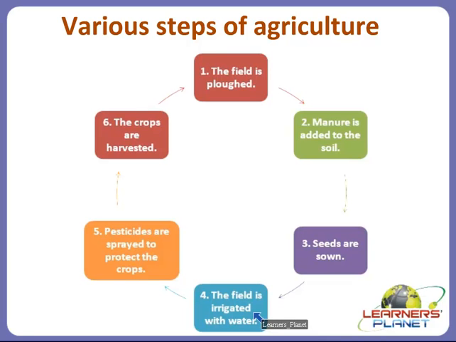Irrigation itself means water. It is provided with water. So if we write that the field is irrigated, then also it is okay. This is just for your understanding. Then pesticides are sprayed to protect the crops from insects, birds and pests also. Then crops are harvested. So this is the final step. Alright. So mainly the steps of agriculture include 6 steps.